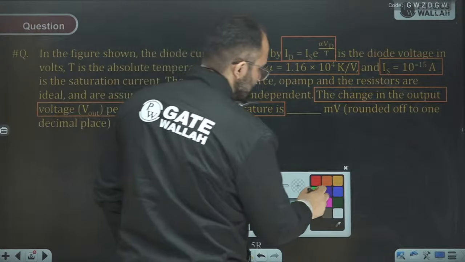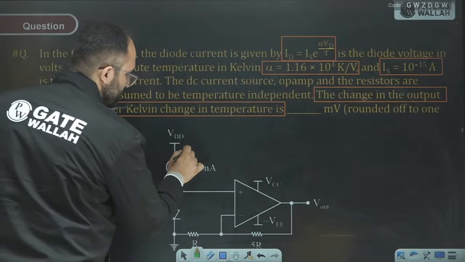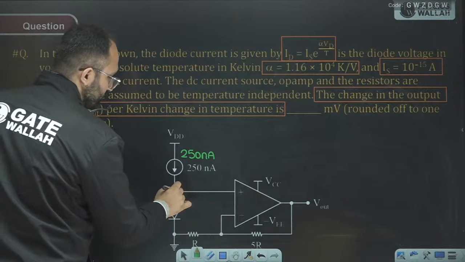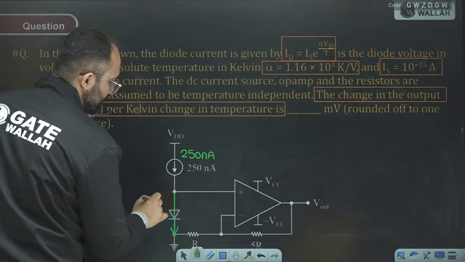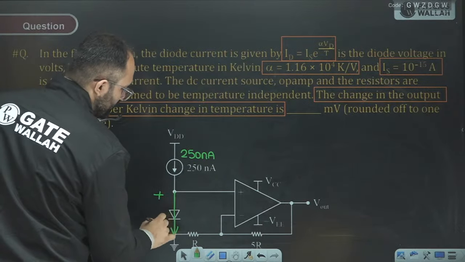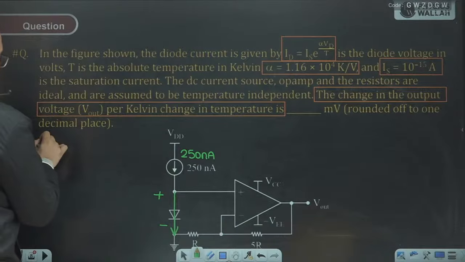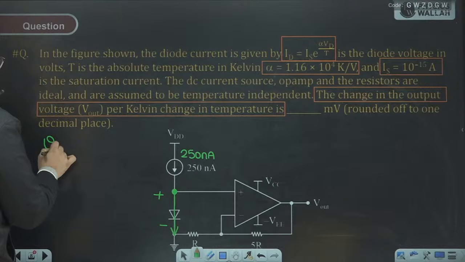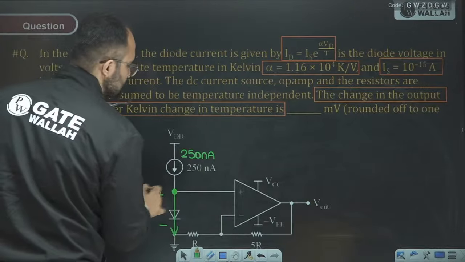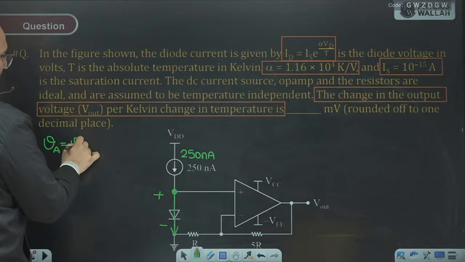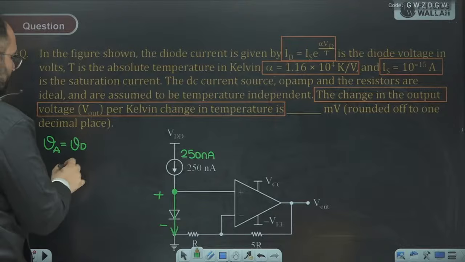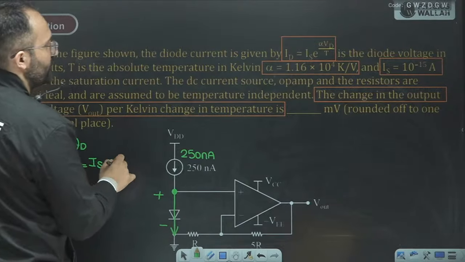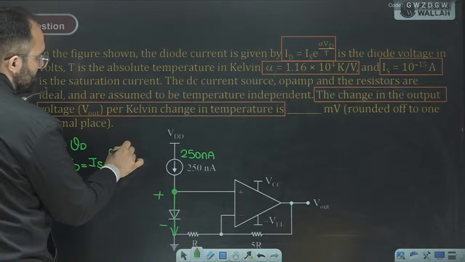A very beautiful question, दोस्तों. We can see that 250 nanoampere is the current that is flowing here. So the same current will go in the diode and we can see what is the voltage across the diode. So what is the voltage at this terminal? VA will be the voltage at this terminal, which is the diode voltage. Okay, so we can see that ID is equal to IS e to the power alpha Vd upon capital T.